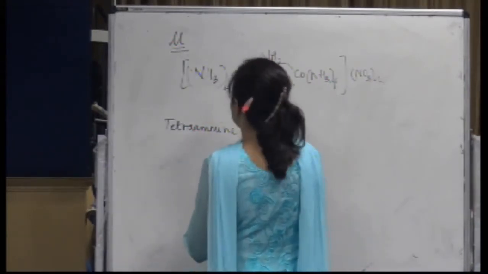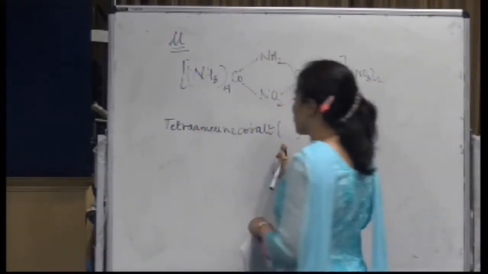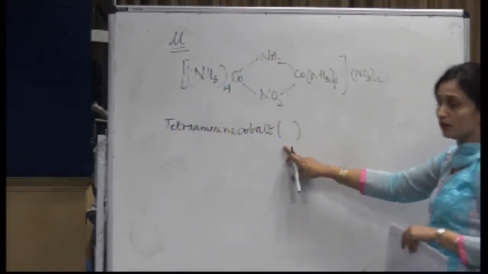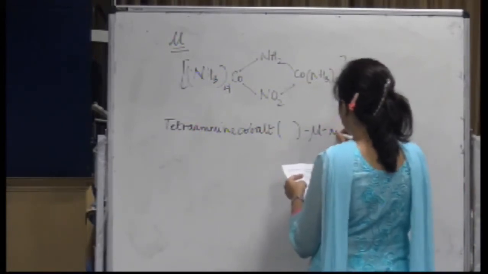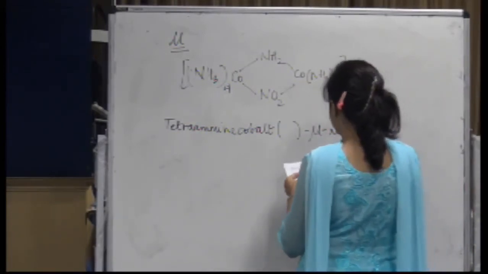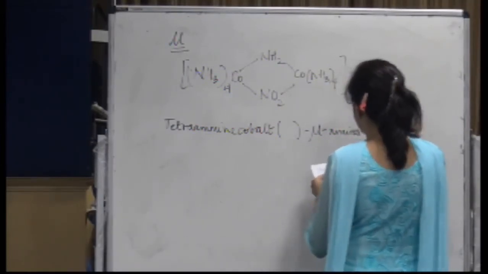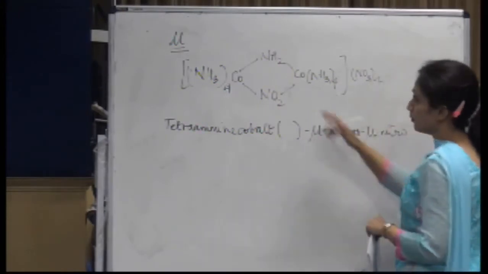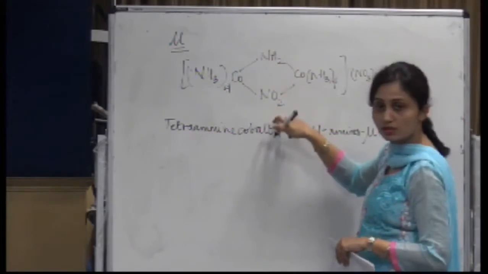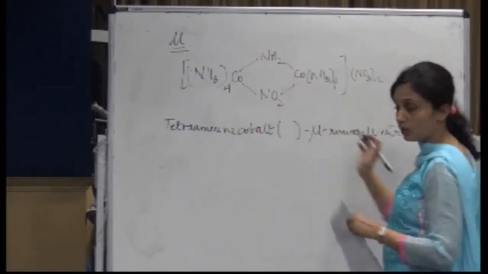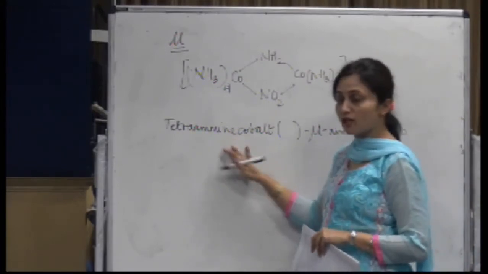So you can actually name it like that. Tetraamine cobalt. Leave some space for its oxidation number. Tetraamine cobalt. And then hyphen mu. They've put it as amido. I think it should be amino. Mu amino. Mu nitro. Because mu means they are bridged. And then again name the second half now. Mu amino. And what is the second half again? It's the same. Tetraamine cobalt.